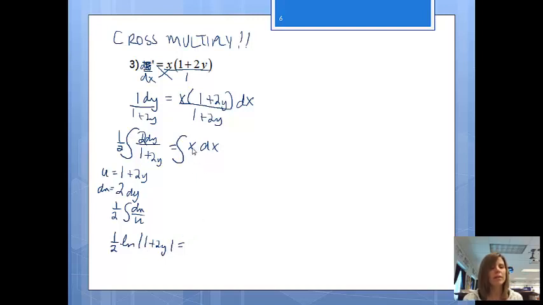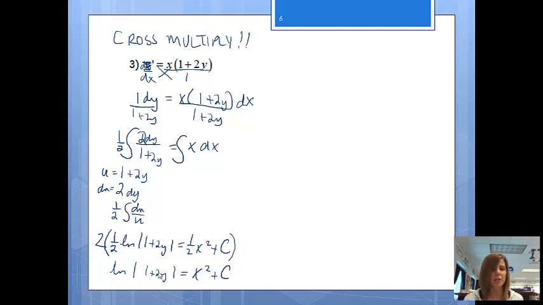Okay, the right side, fortunately, is a lot simpler. We just use our power rule. The integral of x is just 1/2 x squared, and don't forget that c. All right, from here, we want to attempt to solve for y. So the first thing that I notice that I need to do is we're going to multiply every single part by 2 to get rid of that 1/2. So now I'm going to have natural log of 1 plus 2y is equal to 2 times 1/2 would just be x squared. And then 2 times c, 2 times a constant is still just going to be a constant, so I don't have to put 2c, I can still just put c.